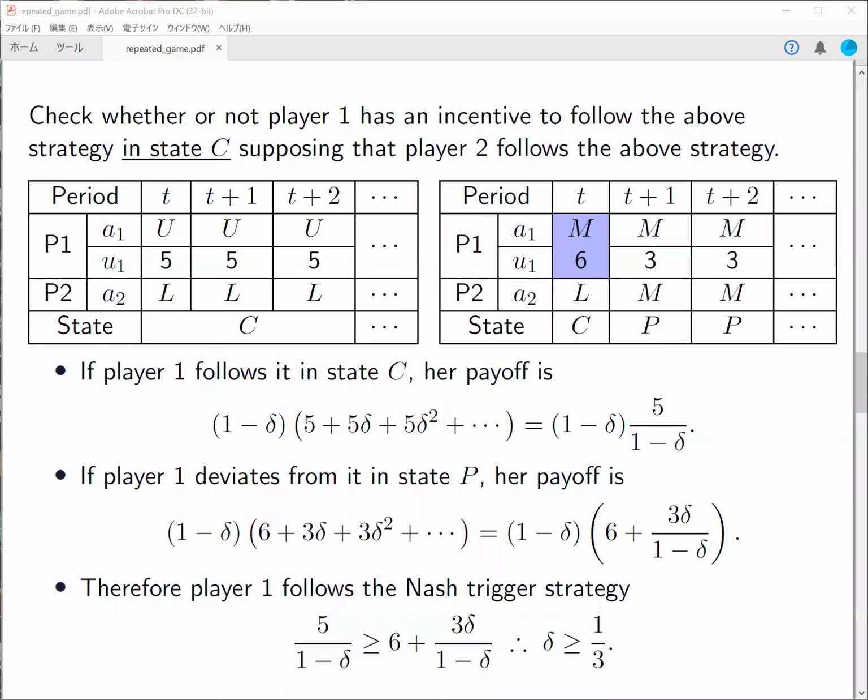We first consider the total payoff of player 1 when player 1 follows the strategy and stays in state C in every period. Since the players choose U and L in every period, player 1 gets a one-period payoff of 5 in every period. Since the payoffs are discounted, summing across all the future temporary payoffs gives 5 times 1 over 1 minus delta. If you do not see how we got 1 over 1 minus delta, go back to the very first lecture of the course.